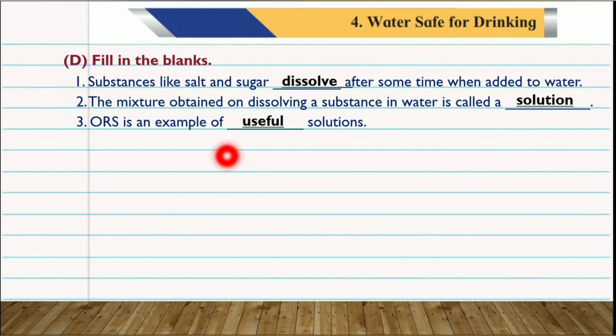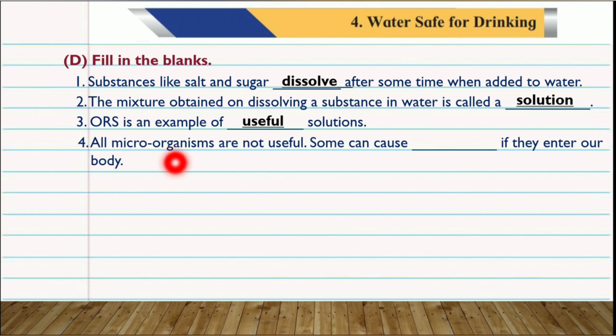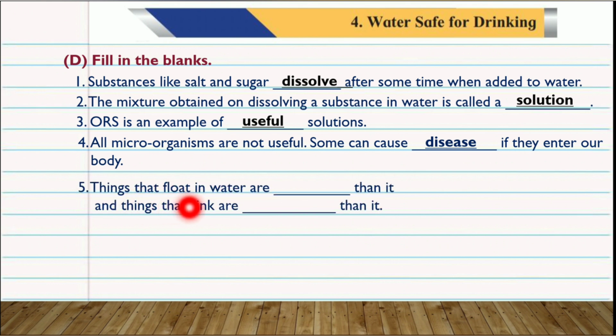Next, all microorganisms are not useful. Some can cause dash if they enter our body, and the answer is disease. All microorganisms are not useful. Some can cause disease if they enter our body. Next, fill in the blanks. Things that float in water are dash than. So the answer is lighter. Things that float in water are lighter than it, and things that sink are dash than it, and the answer is heavier. Things that sink are heavier than it.